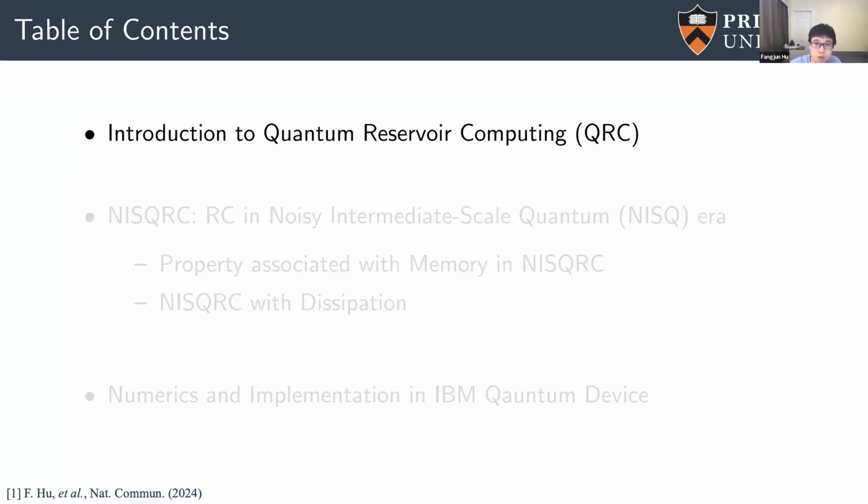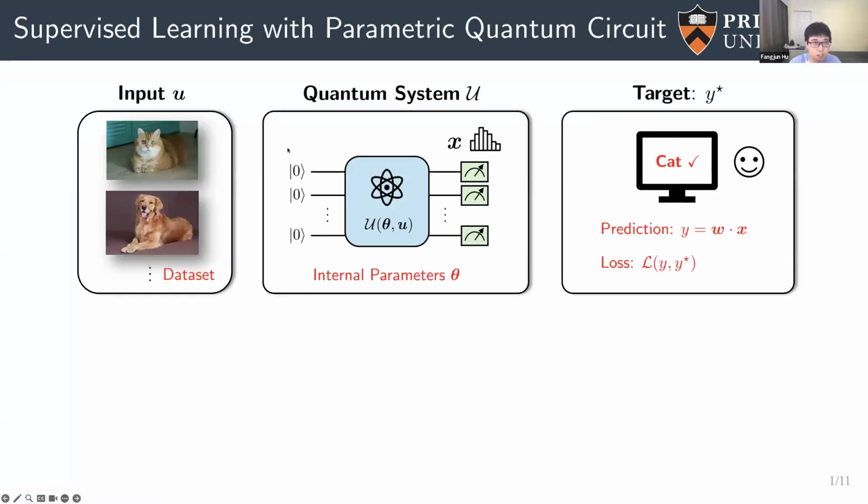So let me first introduce some background knowledge about quantum machine learning and quantum reservoir computing, because I think for most of the audience this may be the first time you hear about this terminology. Let me start with the general idea of supervised learning of classical inputs with parametric quantum circuits. To understand the exact problems we are facing and the solutions I can provide, let's introduce the architecture of a general parametric quantum circuit.